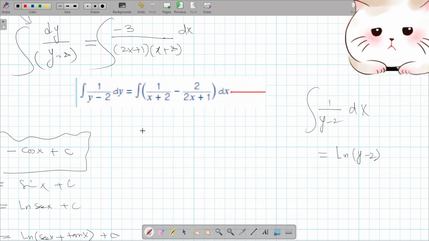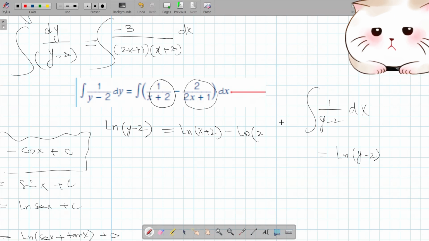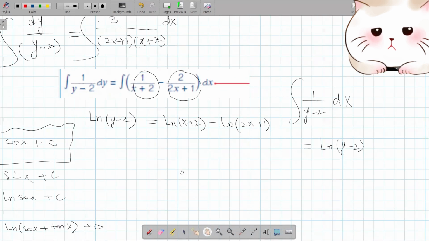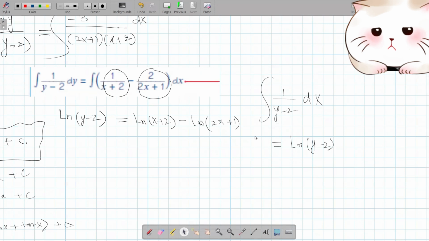So we just need to integrate now. You said the integration of the left hand side is simply log of y minus 2. What is the integration of the right hand side now? What is the integral of this? It is log of x plus 2. What is the integration of this? Half of log 2x plus 1. No, the derivative of the denominator is available in the numerator, so it is not half. Now you see everything is in logarithm.